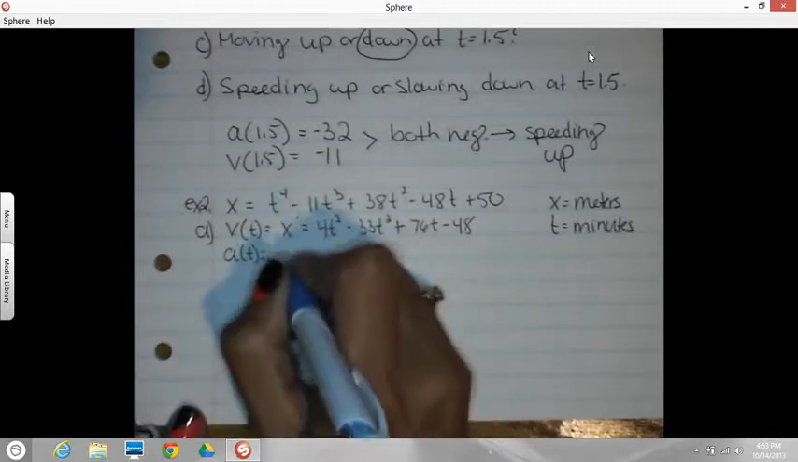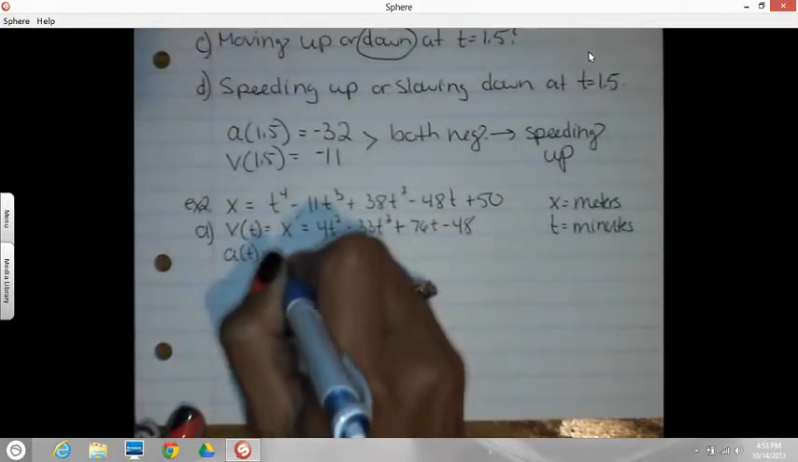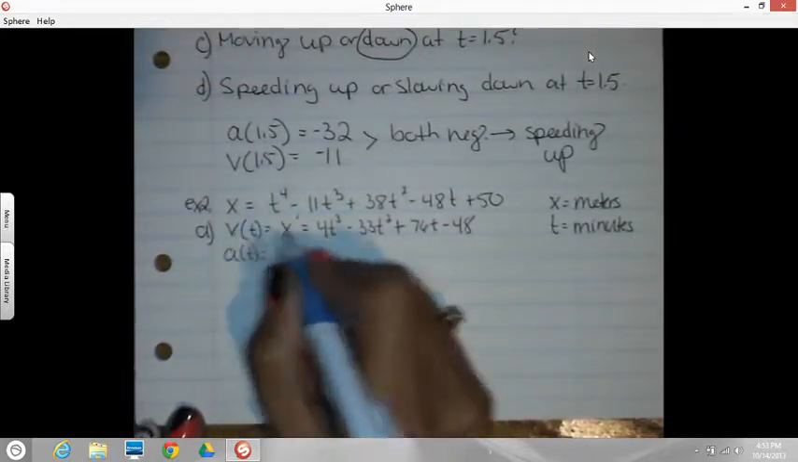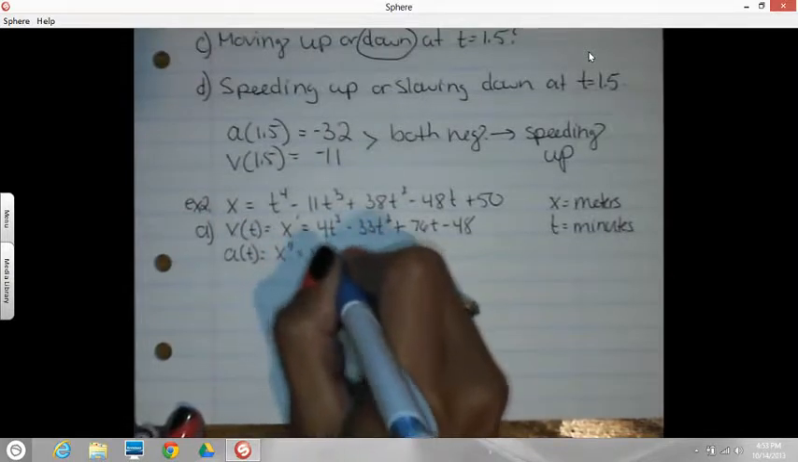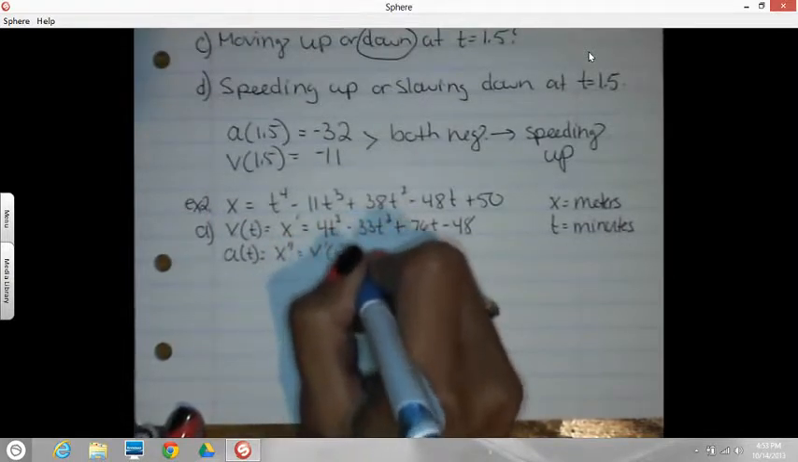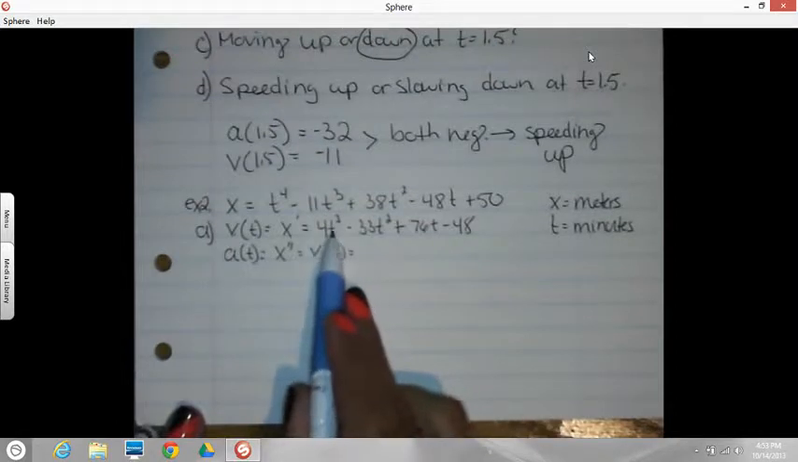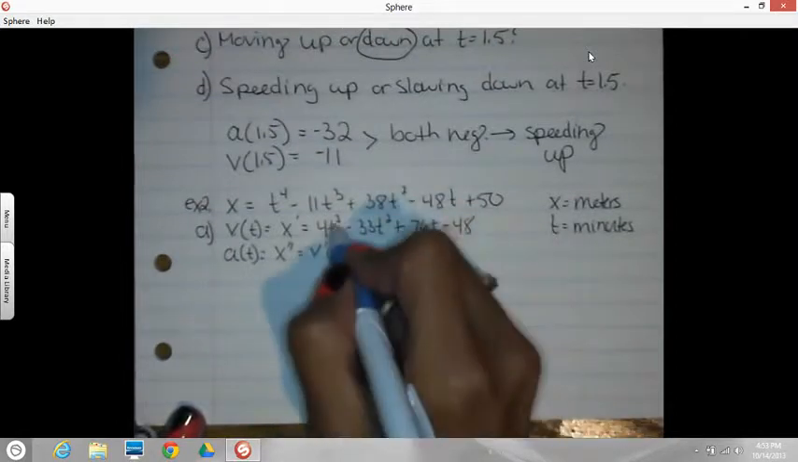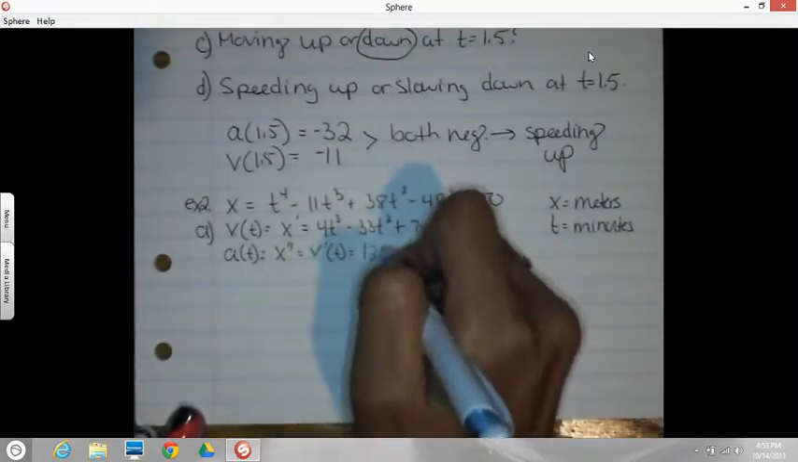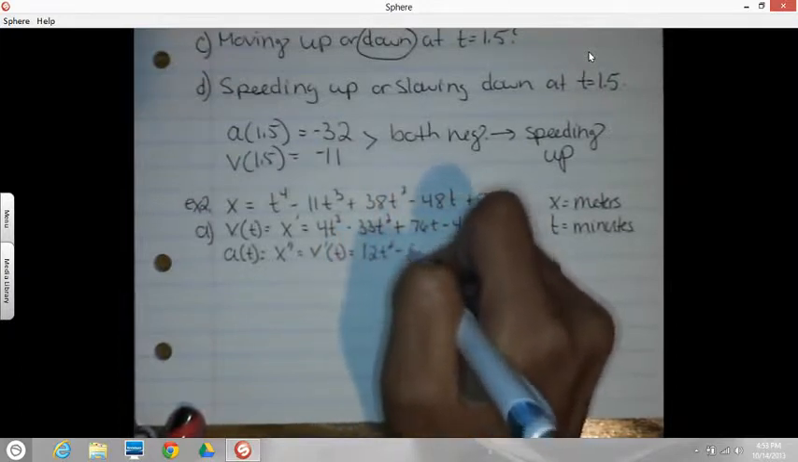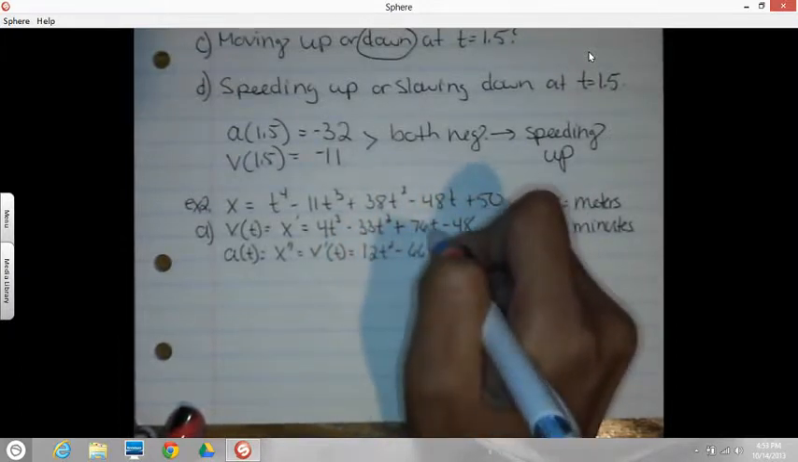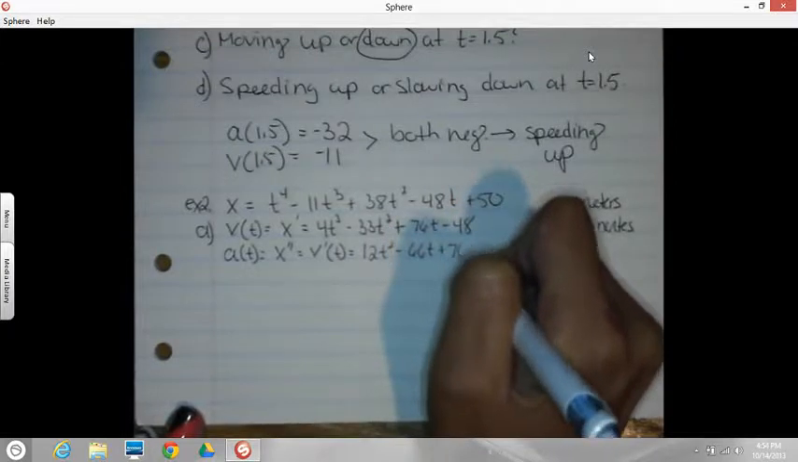Acceleration is the second derivative of distance, or you can call it the first derivative of velocity. Either way, we're taking the derivative of this equation here. So now we've got 12t squared minus 66t plus 76, 0.